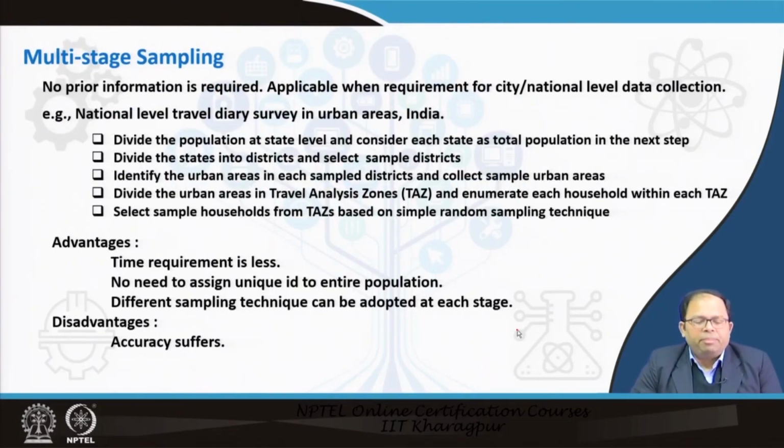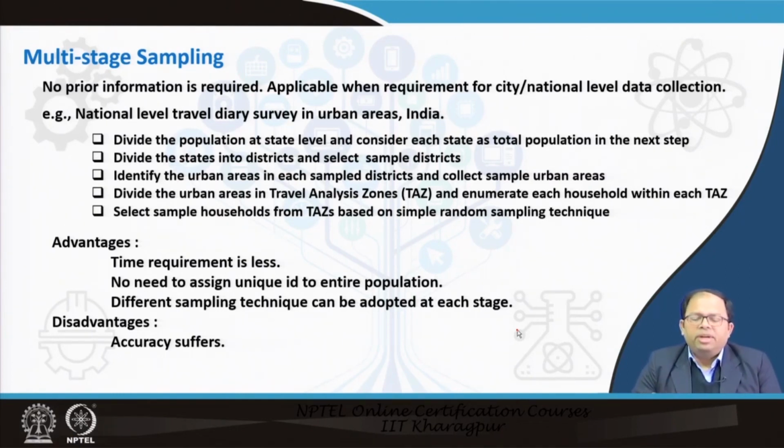So in multi-stage sampling, again no prior information is required, and this is applicable when the data collection requirement is at a very high level, maybe at a city level or a national level. There it is very difficult to survey a sample from the entire population if the sample size is huge. So what we do is, for example, when we do a national level travel diary survey, that means we are taking into consideration what kind of travel choices or trips people or households make in an urban area. For entire India, we don't need to start the sample design from India itself.